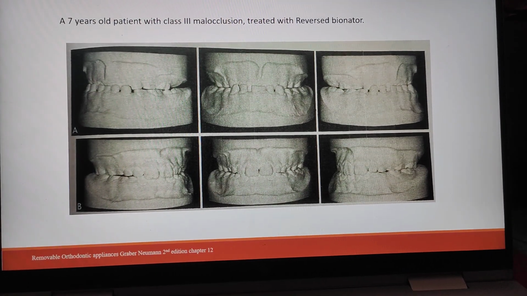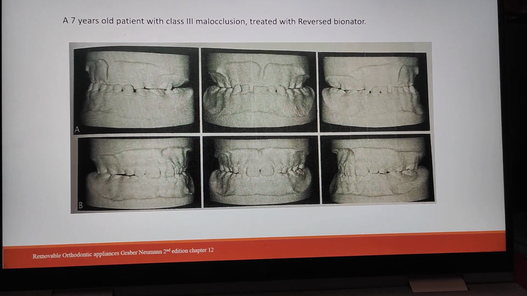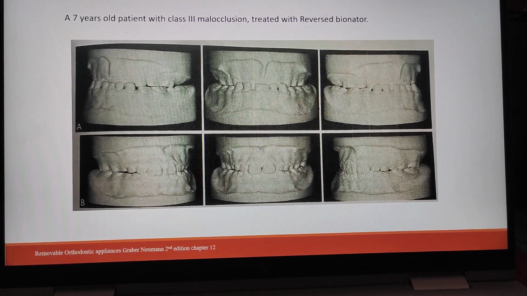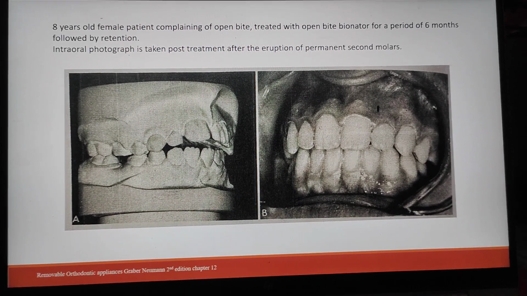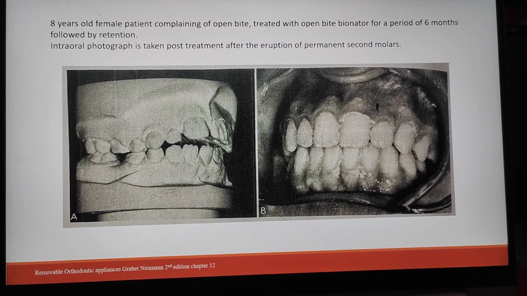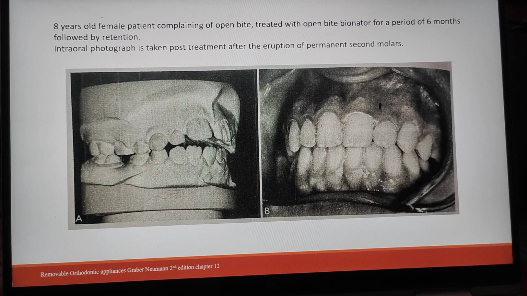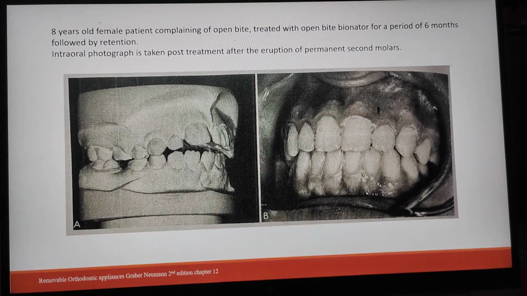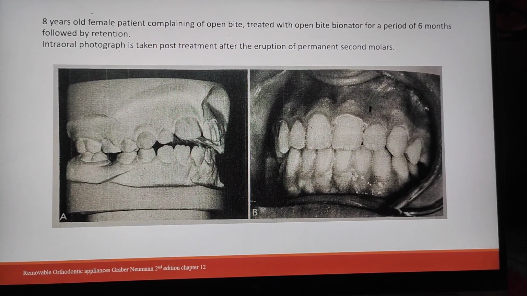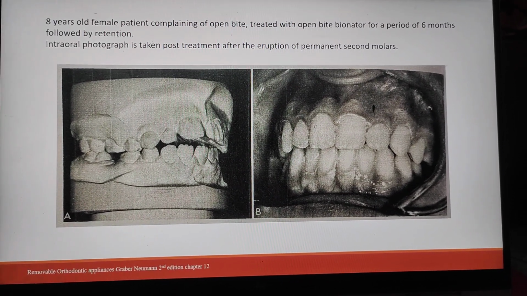Then the second is a 7-year-old patient with class 3 malocclusion treated with a reverse bionator appliance. The third scenario is an 8-year-old female patient complaining of open bite and treated with an open bite appliance for a period of 6 months followed by the retention phase. The intraoral photograph is taken post-treatment after the eruption of permanent second molars.